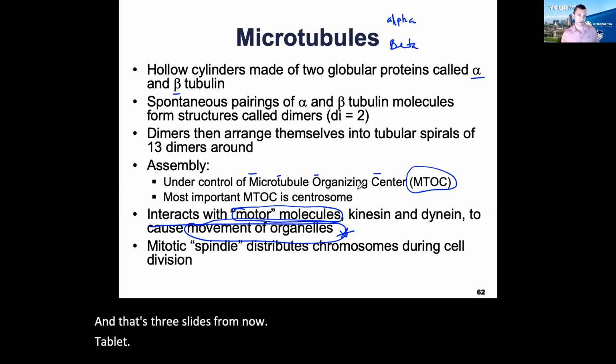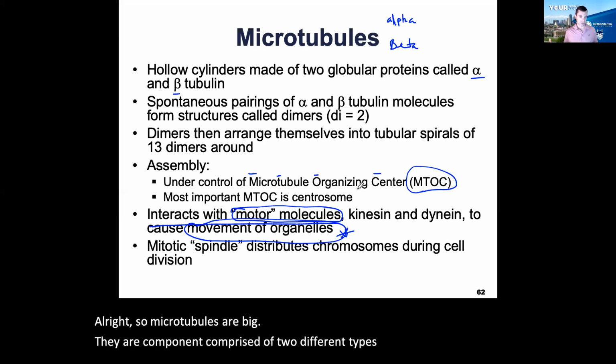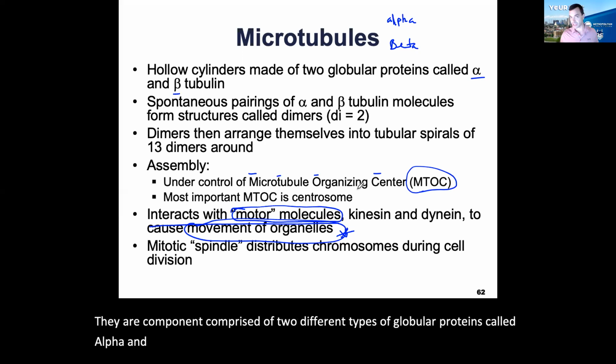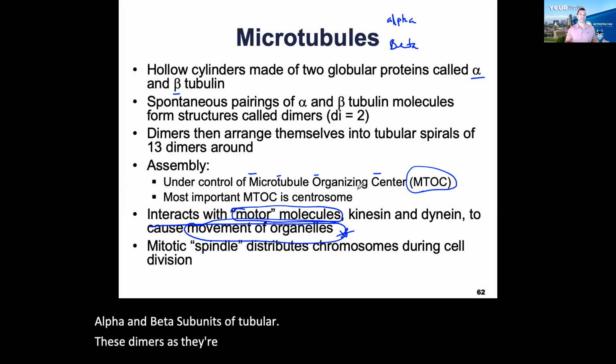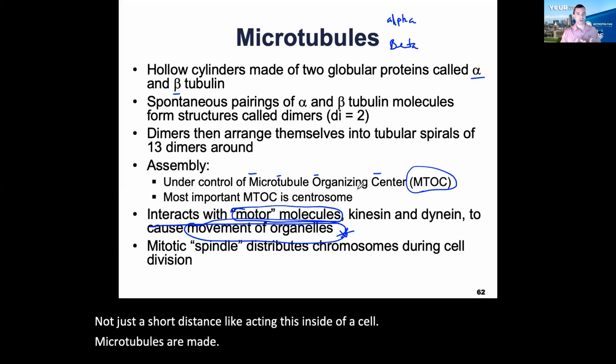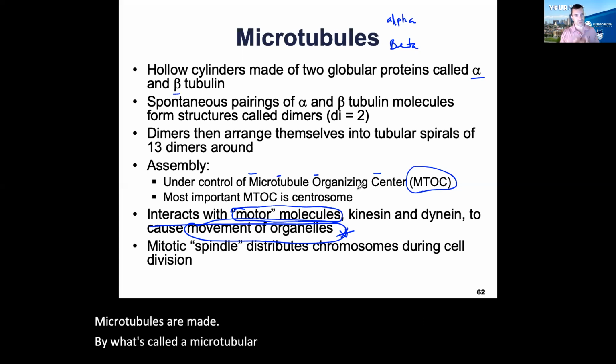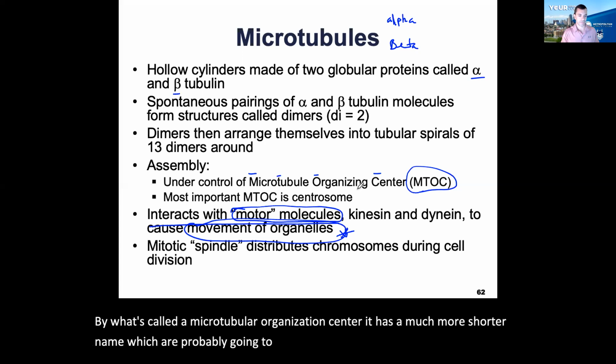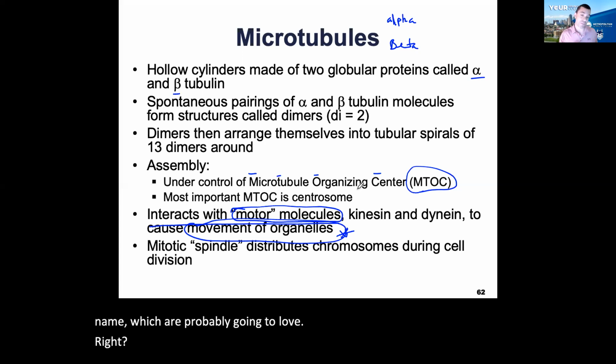All right. So microtubules are big. They are comprised of two different types of globular proteins called alpha and beta subunits of tubulin. These dimers, as they're called, form a massive highway system that interacts with motor proteins and allows things to be moved across the entire cell, not just a short distance like actin does inside of a cell, okay? Microtubules are made by what's called a microtubular organization center. It has a much shorter name, which you're probably going to love, okay? But that's what microtubules do.